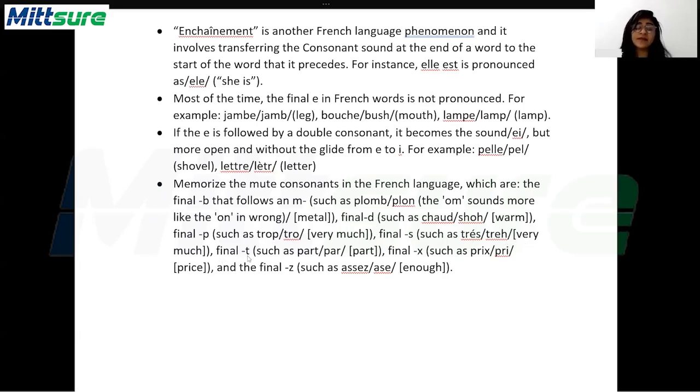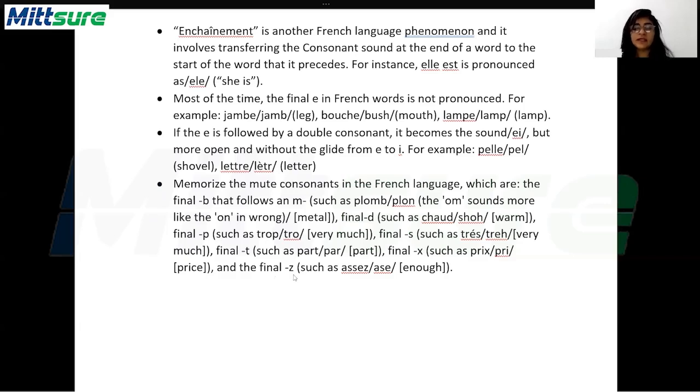If the word ends with T, then T will be silent again. It will be just pa, par. Par is part only. If the word ends with X, again it will be silent. Prix will become pri. Pri means price.